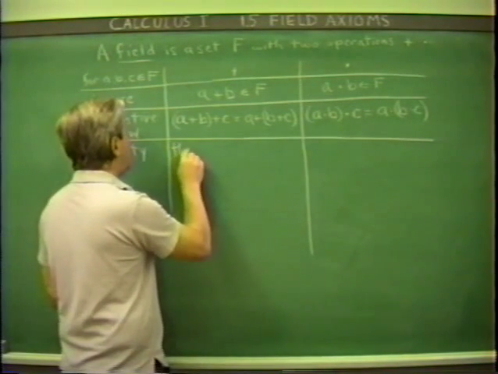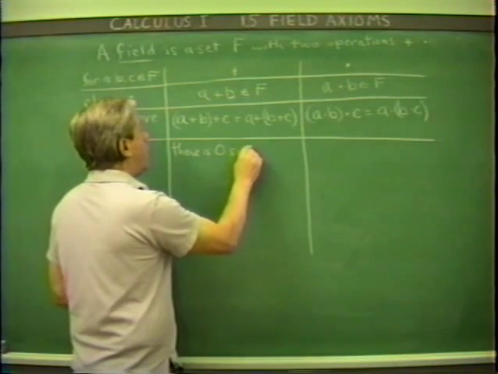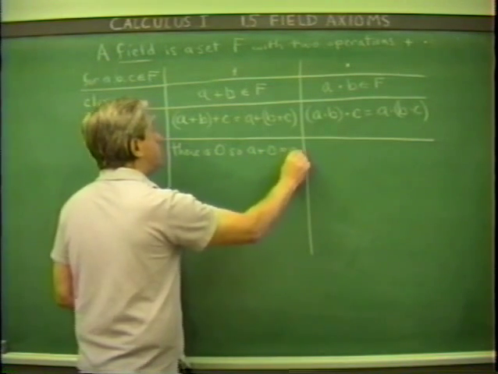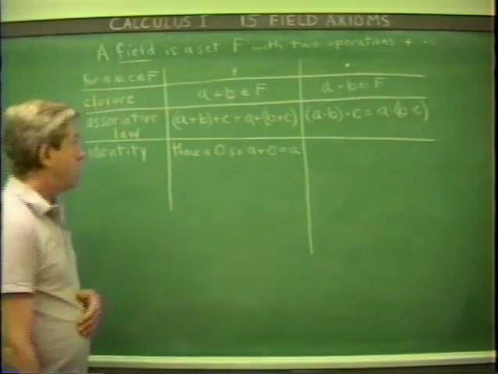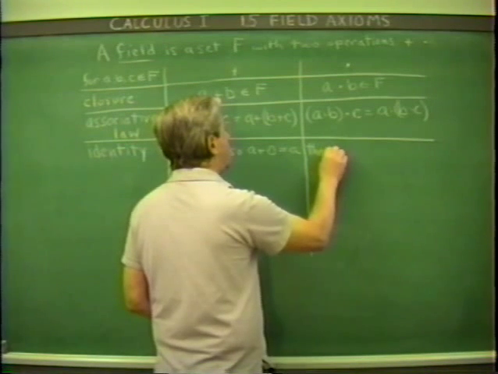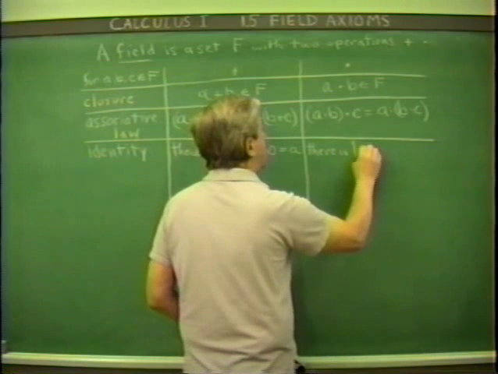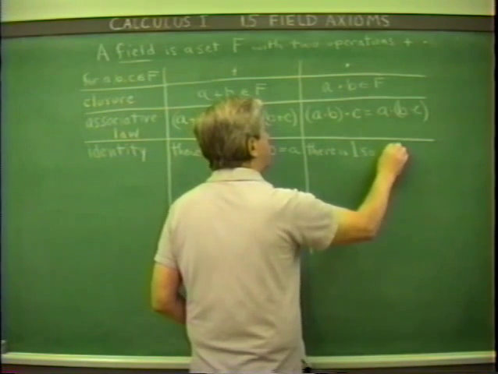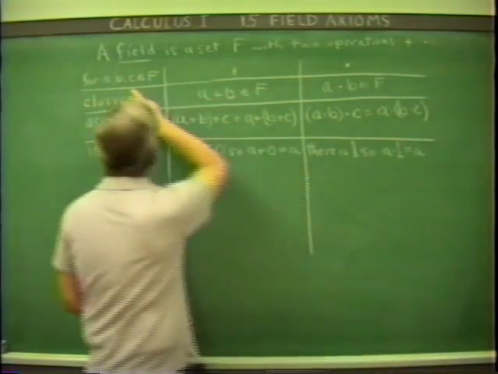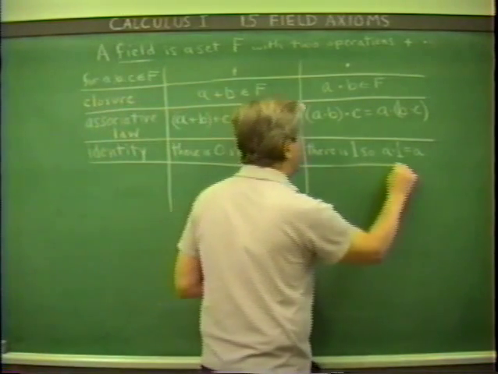The identity for addition is a 0. So there is a 0, so that A plus 0 is always equal to A. And for multiplication, there is a 1, so that A times 1 is always equal to A, for each A, again, in F.